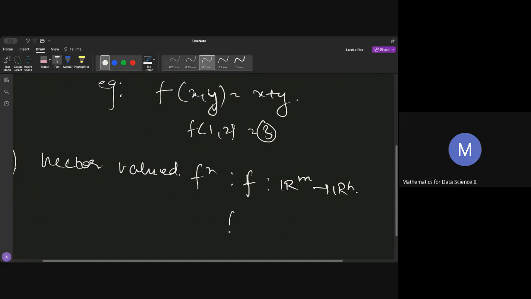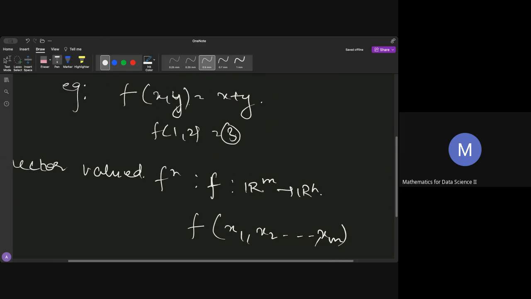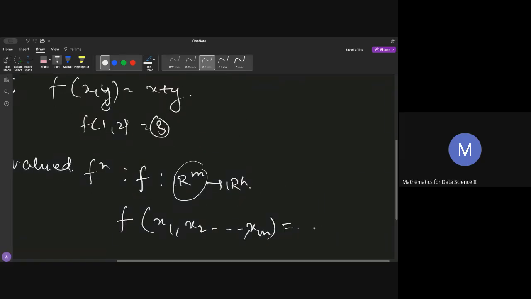So you can take f of x1, x2, and so on, because it depends on m variables this time, because the domain is this. That means it's a vector from Rm, so it will have m tuples here. And in the codomain part, you will have n tuples. That means it can be x1, or you can just have 1, 2, 3 till n, right? That's also fine.